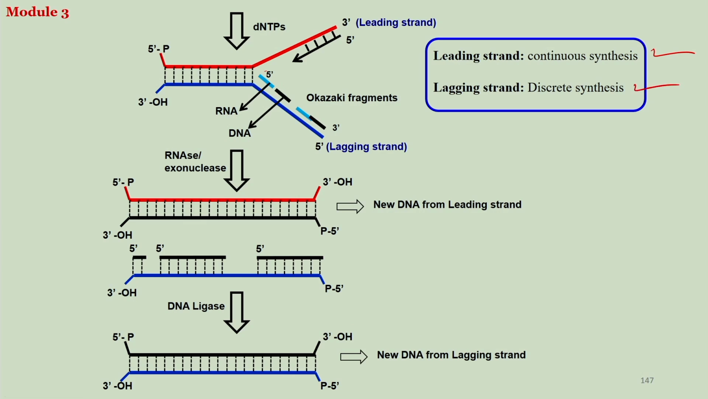So, once you have that, RNase, which is a part of exonuclease, will chop off all the RNA, so in this strand here you will have the discrete DNAs after the elimination of the RNAs, and then the DNA ligase will come, stitch everything together, and you will get a newly formed lagging strand. So, that is how you can get 2 individual DNA strands there.